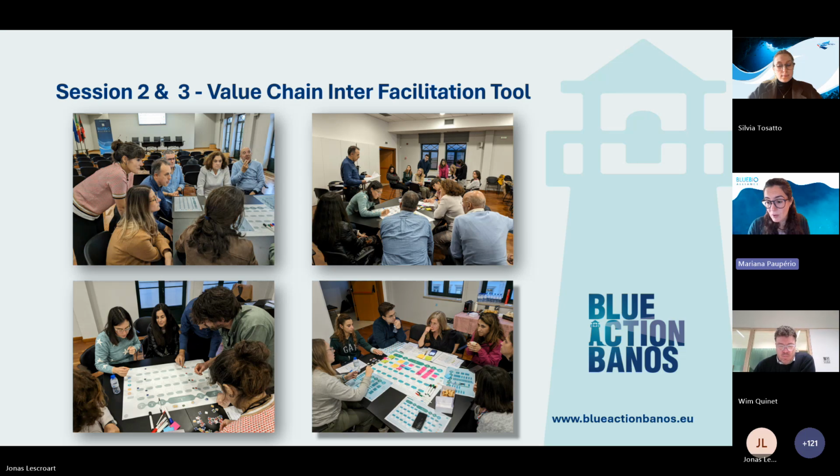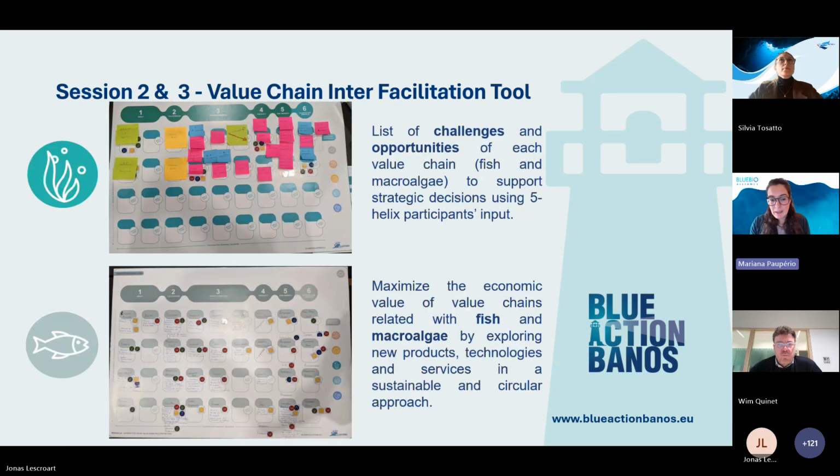That is a tool also developed under the Blue Bioclusters project, and I would recommend you to explore it because it leads us to very innovative approaches while creating or redefining value chains. Next slide, please. And we came with a specific journey for algae and seaweed.